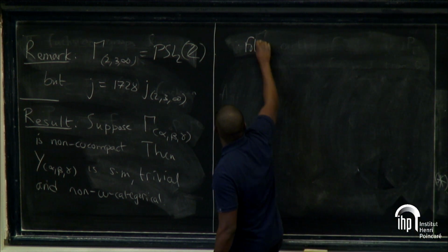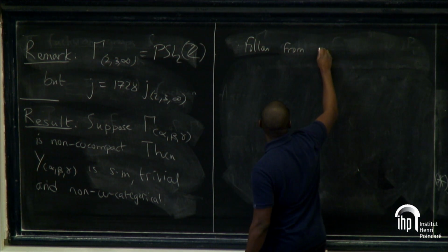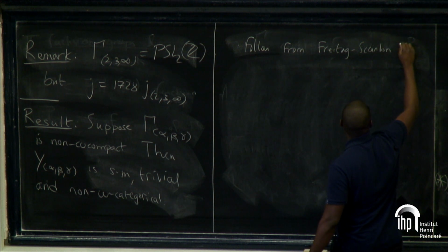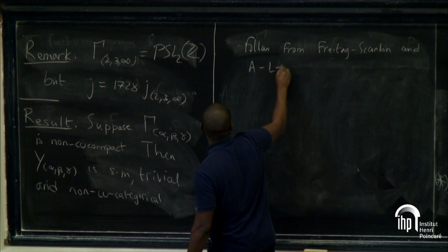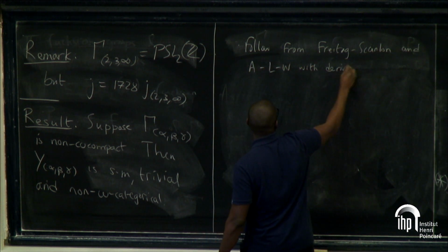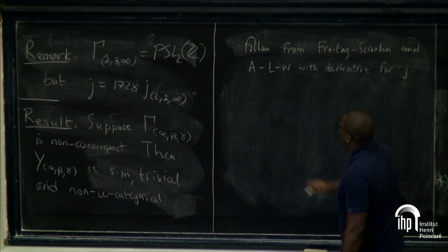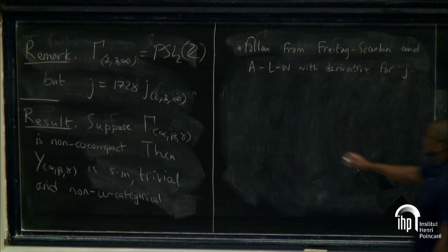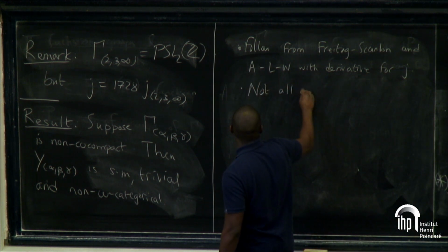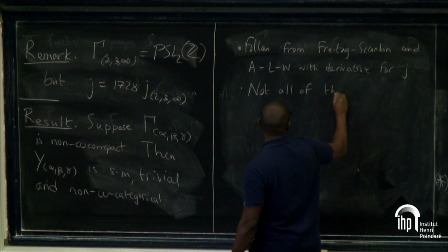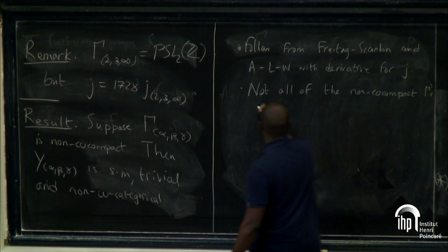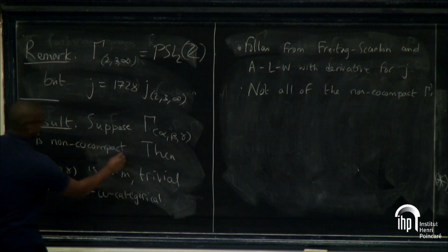So this follows from, as I said, Freitag, Scanlon, and the Ax-Lindemann-Weierstrass with derivative for J. But it's important to note that not all of these non-co-compact groups are arithmetic subgroups of PSL2Z, right? Arithmetic. Oh. So non-co-compact arithmetic, that's very important.